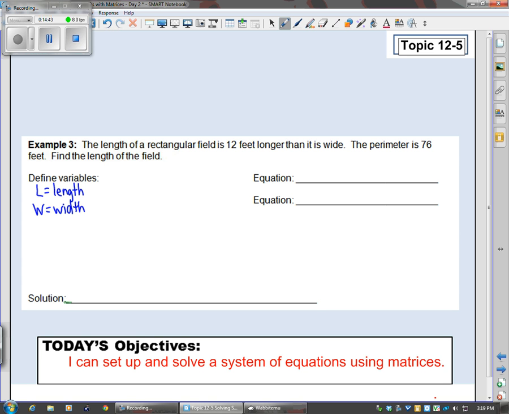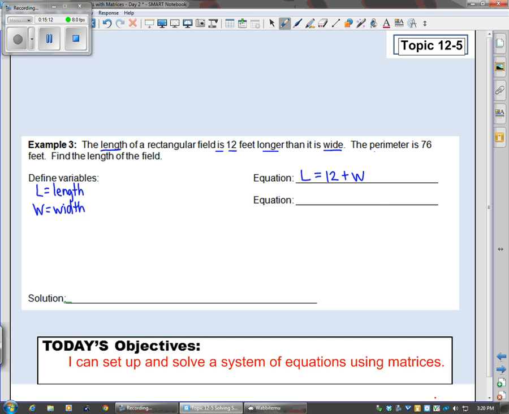So my first equation, the length is 12 feet longer than it is wide. The length is 12 more than the width. Okay, look at that one. You should already be noticing that something's a little bit wrong with that. Okay, we don't have just one variable on the side. Remember that these have to be in standard form.